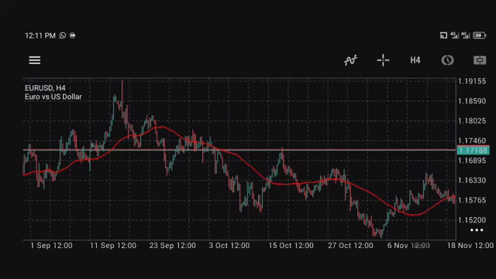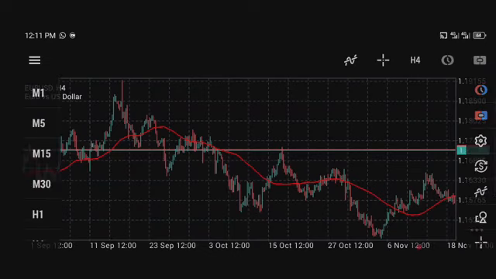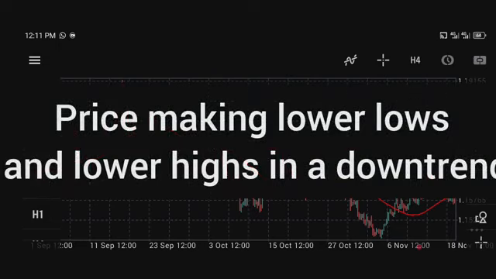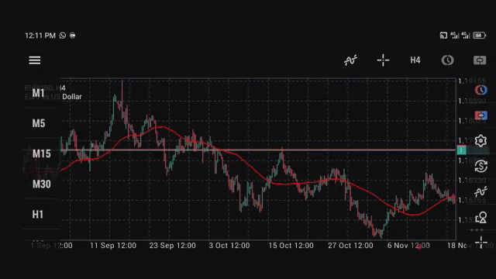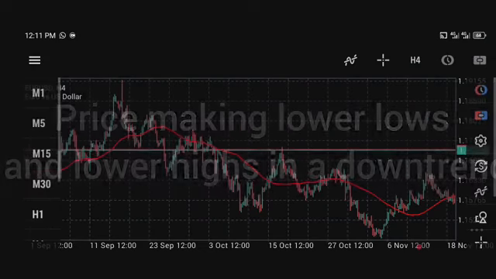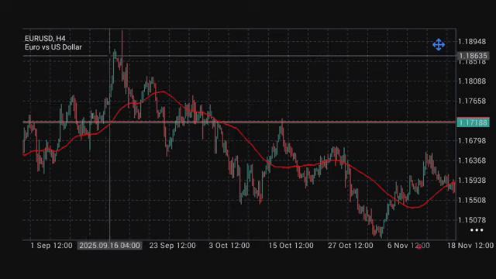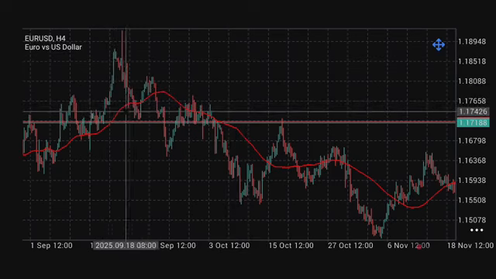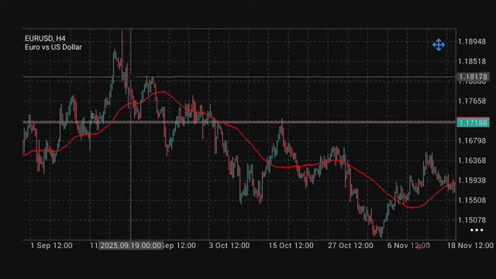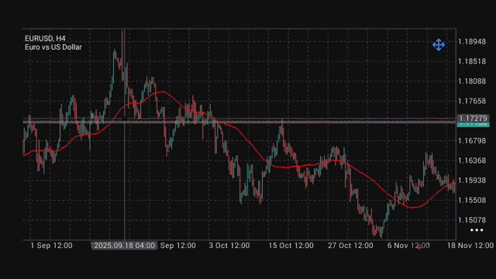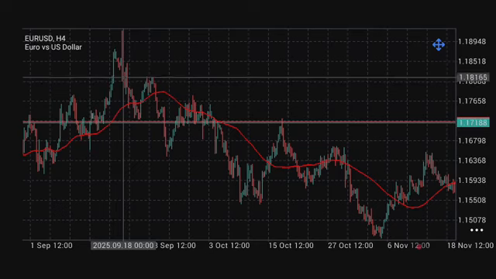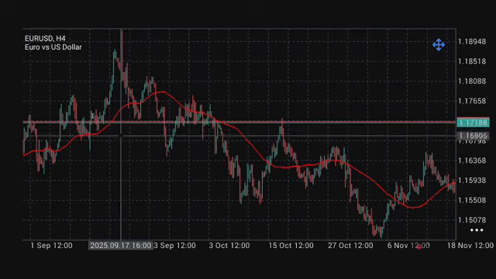Alright, so this is EUR/USD on the 4-hour time frame. What we're seeing currently is that the price is making lower highs and lower lows. It's in a downtrend. If I choose my crosshair, at this point you can see the price pushed down, and after pushing down, it pushed up. A price level that pushed price up is called a support level, while a price level that pushes price down is called a resistance level.